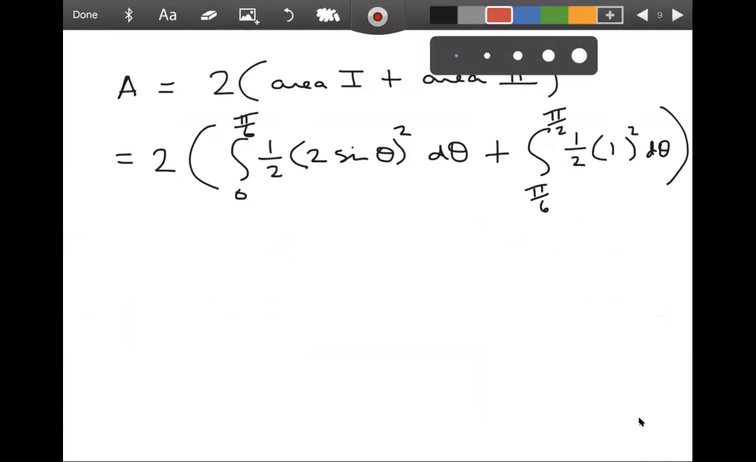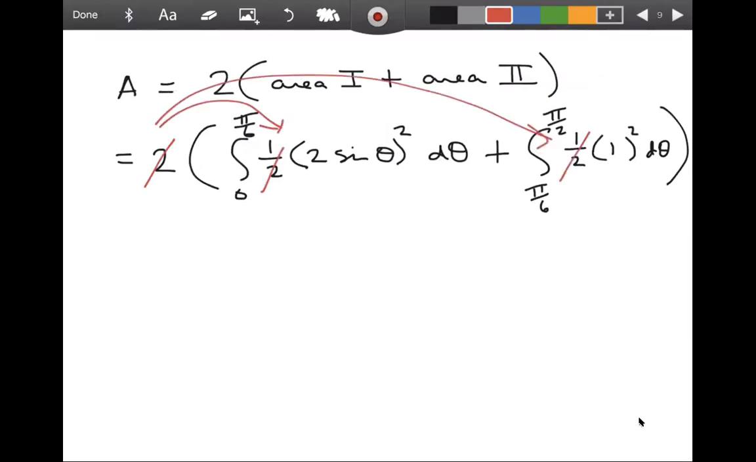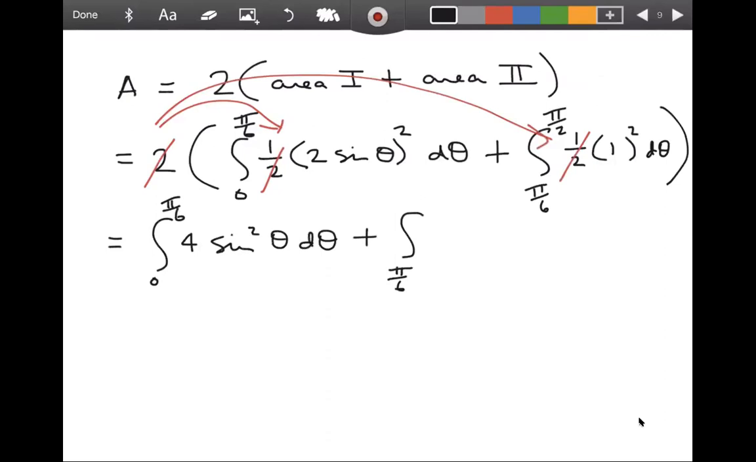All right, so here's something I can do. When I distribute the 2 over both of those integrals, both of the 1/2s disappear, right? Disappears there, and then I distribute it over here, and it also disappears there. So that's kind of nice. So then I am left with the integral from 0 to pi over 6 of 4 sine squared theta d theta plus the integral from pi over 6 to pi over 2. This is just going to be d theta, right? All right, so that'll be nice and easy.